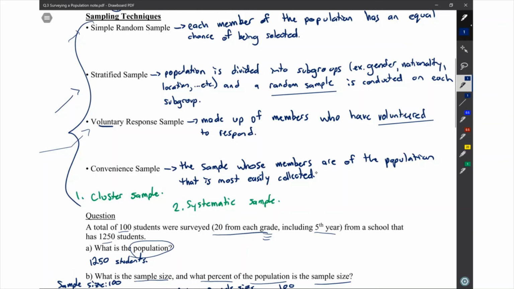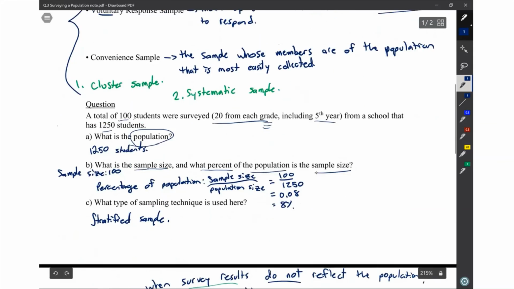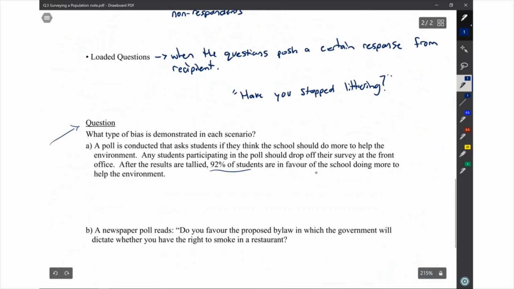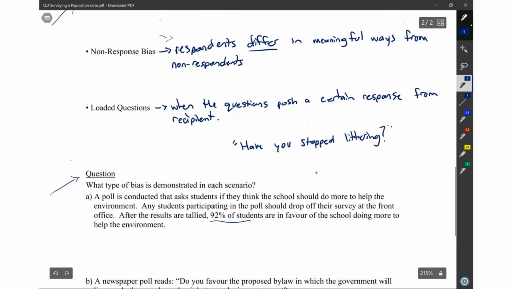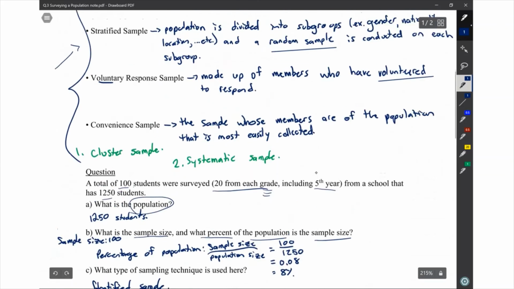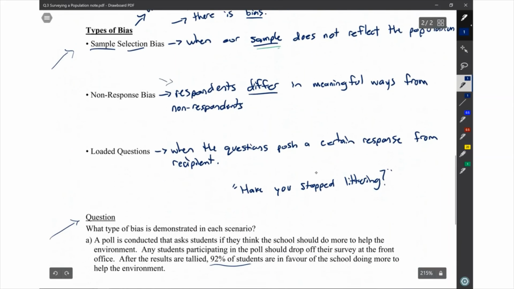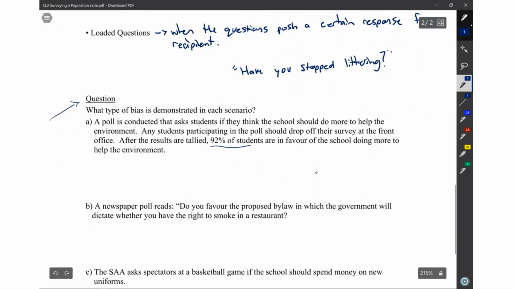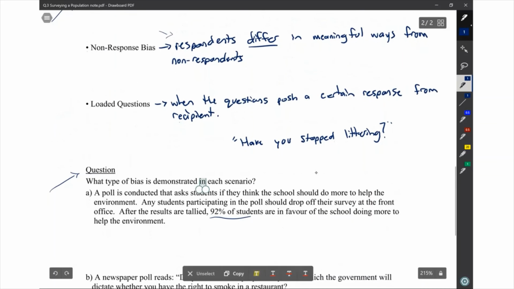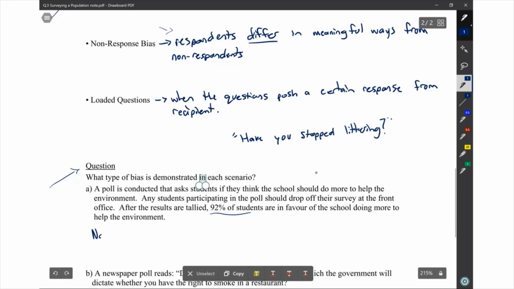So the sample is made up of members who have volunteered to respond. We know that because the students participating choose to drop off their survey at the front office. And often when we have a voluntary response sample, the kind of bias we have is non-response bias, because those who are not feeling as strongly probably aren't walking down to the front office to respond to the sample. So non-response bias.